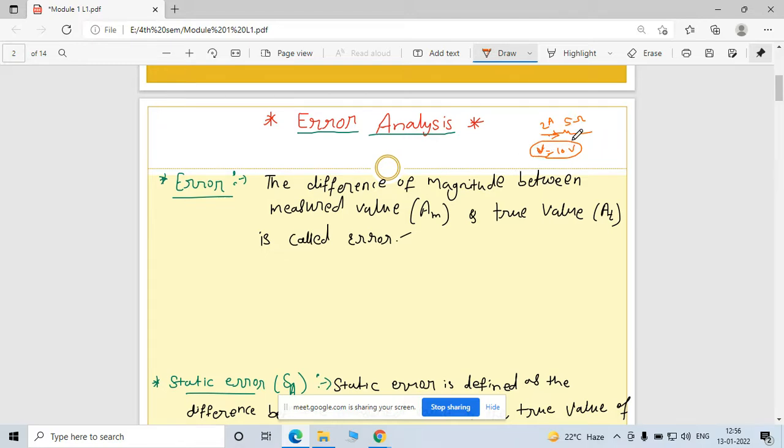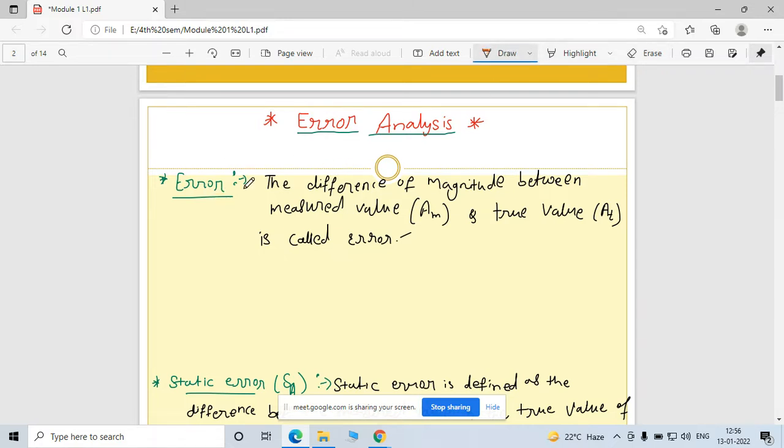If you measure this quantity, you will get somewhere near 10 volt, or some instrument which gives 9.999 volt. So there is a 0.001 volt error in that measuring instrument. It means error is nothing but the difference between the magnitude which you measured and the true value associated with it, and that is called your error.